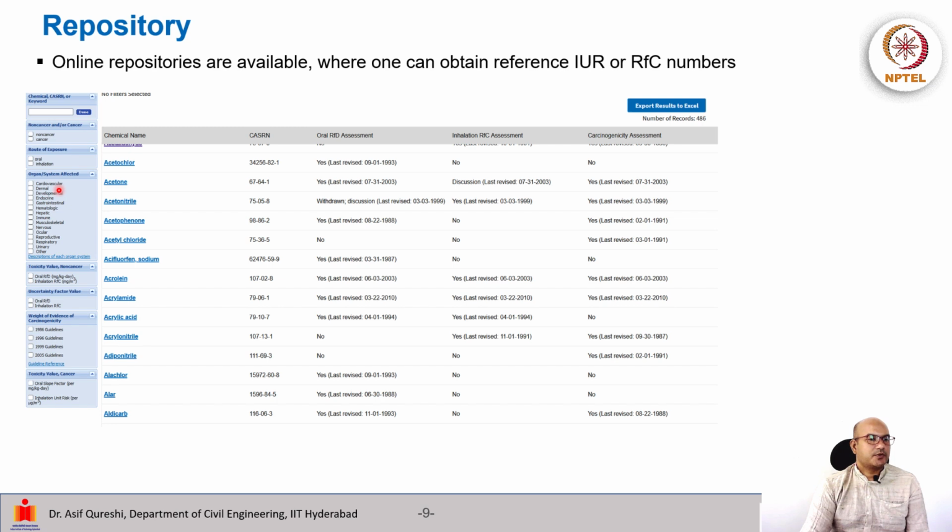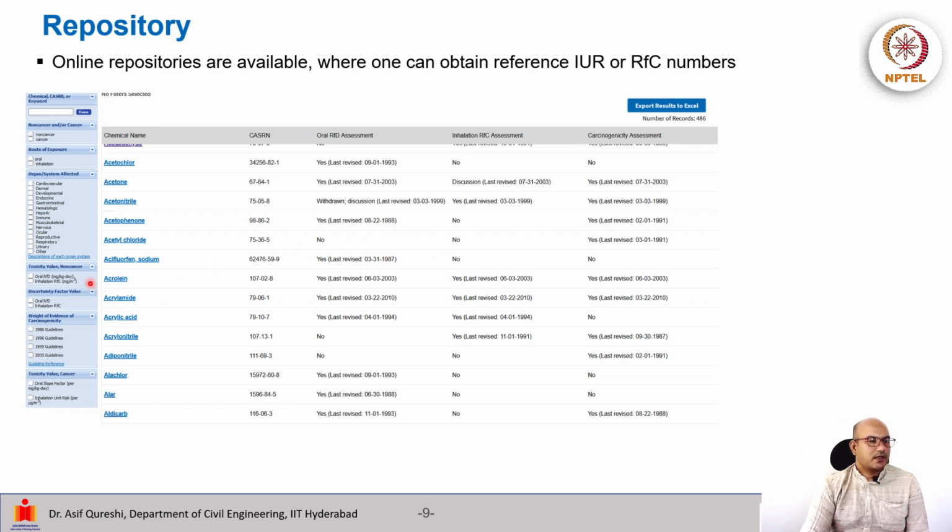Cardiovascular problems, dermal problems, developmental problems, endocrine, gastrointestinal, hematologic, hepatic, immune problems, musculoskeletal problems, nervous system problems, ocular problems, reproductive effects, respiratory effects, urinary effects, or even other. So we can check what systems we want to look at and see if information is available.